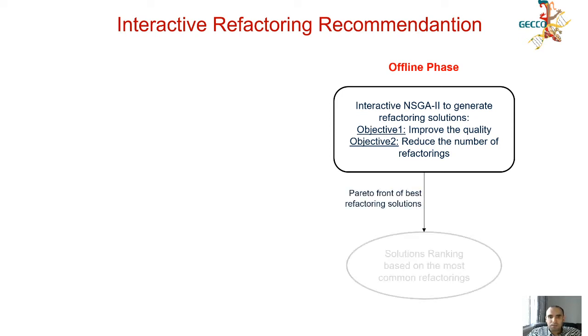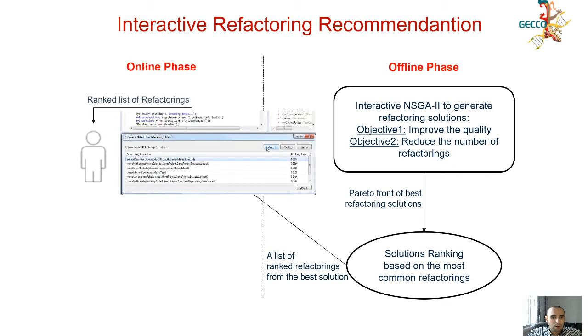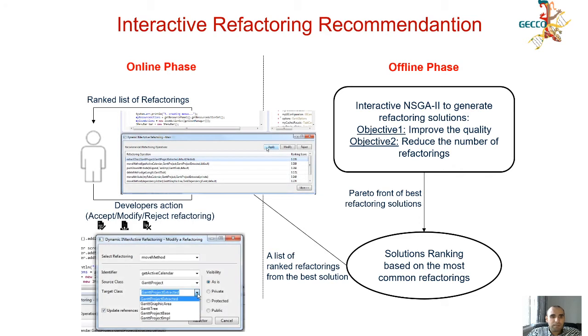So then all the solutions will be ranked based on their number of occurrences in the Pareto front. The Pareto front contains all the optimal solutions that are recommended by the algorithm. Then a list of ranked refactorings from the best solutions will be shown to the developer, and then the developer can take a decision either to accept, modify, or reject our recommended refactoring operation.